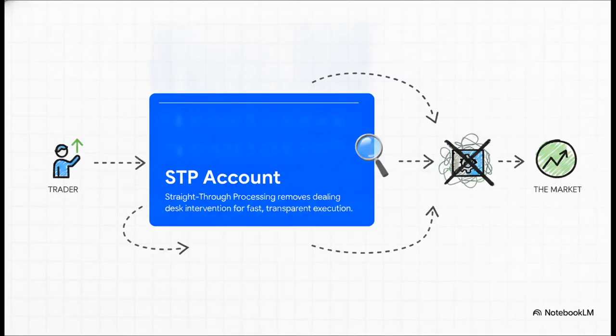Another incredible option for the pros out there is the STP account, or straight-through processing. This completely eliminates dealing desk intervention. It just cuts out the middleman entirely, offering you a direct, crystal clear, transparent line to the market for super fast execution. You are trading directly against the market, not against your broker, which is a massive advantage.